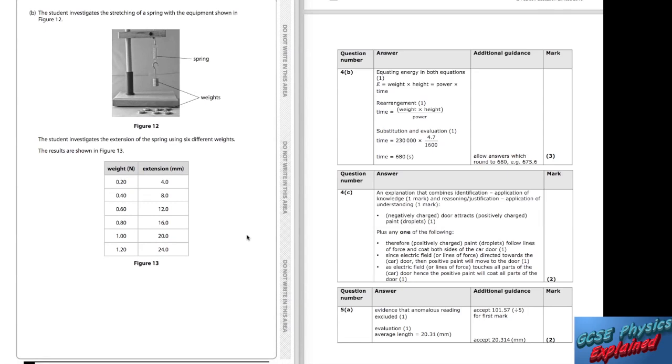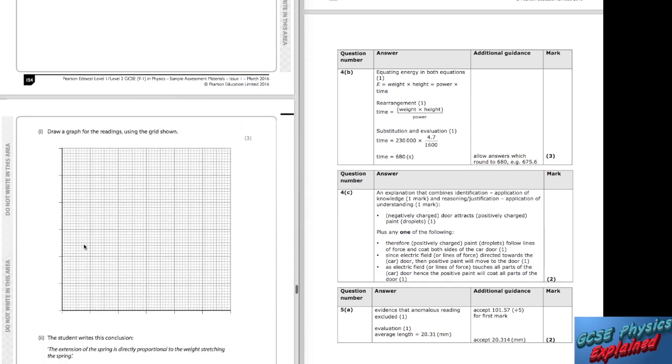Part B. The student investigates the stretching of a spring with the equipment shown in figure 12. So you've got a spring here and some weights. It's a standard Hooke's law experiment. The student investigates the extension of the spring using 6 different weights. The results are shown in figure 13. So you've got the weights increasing by 0.2 each time, and the extension is going up by 4 millimeters each time.